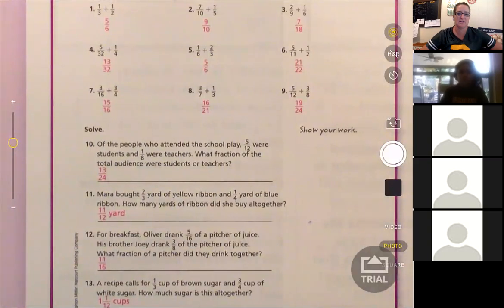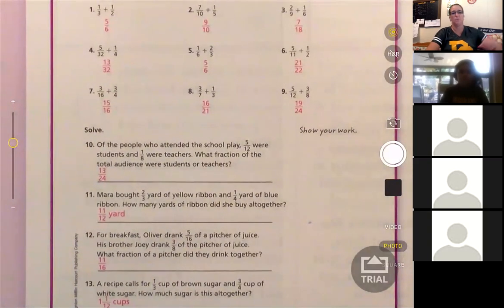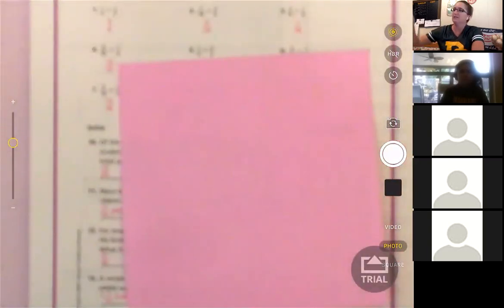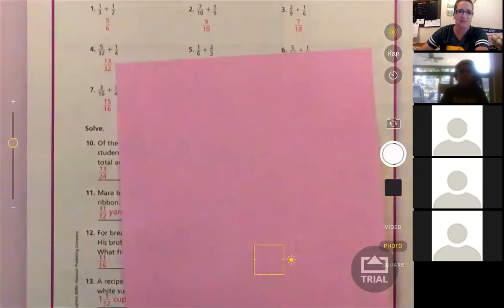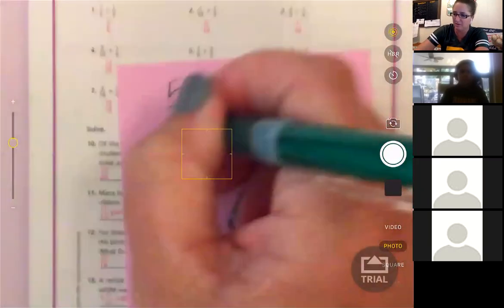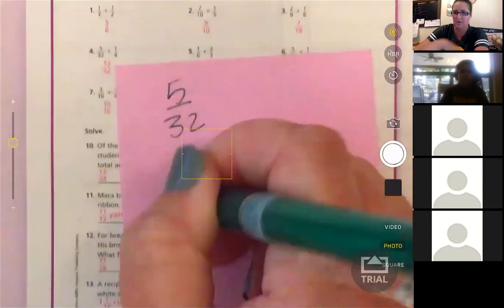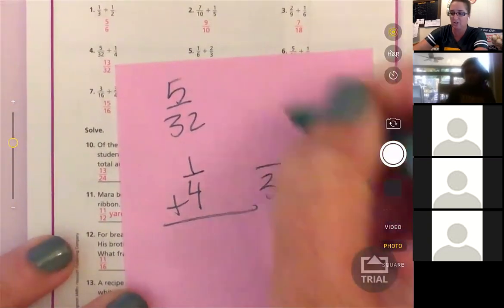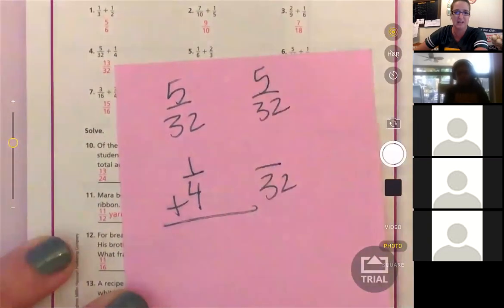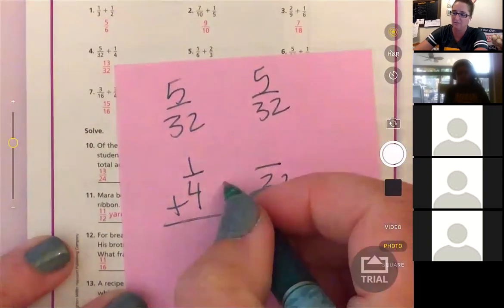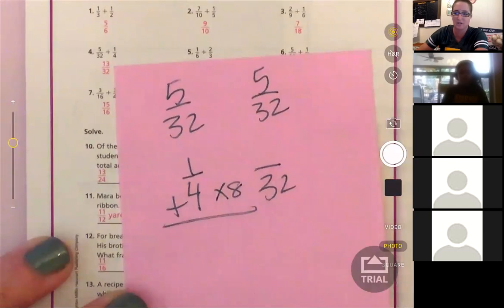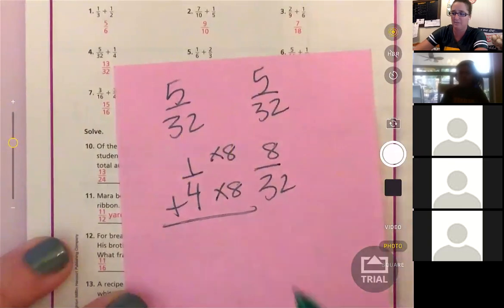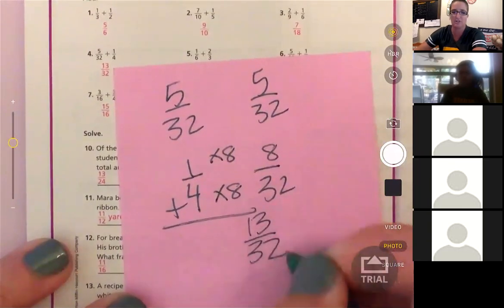Not really anymore. Okay, so on number 4 then, we had 5 over 32 plus 1/4. And like we just said, we can do 32 as our denominator. So that one stays 5 over 32. And then 4 times 8 makes 32, so 1 times 8 is 8. And now 5 plus 8 is 13, and my denominator is 32.